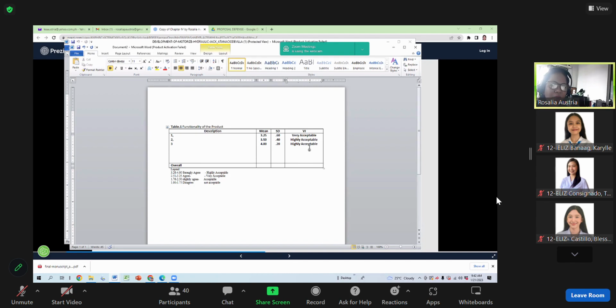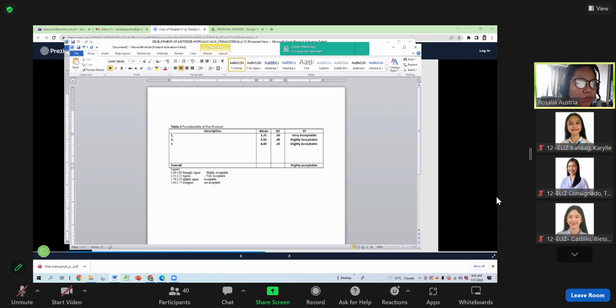Sagot na anak. 1 plus 2 plus 2, 5 po. Okay. So 5 divided by 3 kasi tatlo yan. What is the answer? 1.6. So you have to regroup it. So 1.6 is equal to 2. What is 2? This is 1, this is 2. So therefore, what is the overall? If it is 2, highly. So ang ilalagay nyo dyan ay highly acceptable.